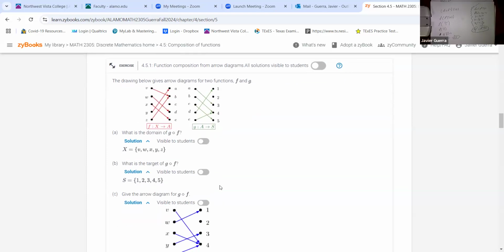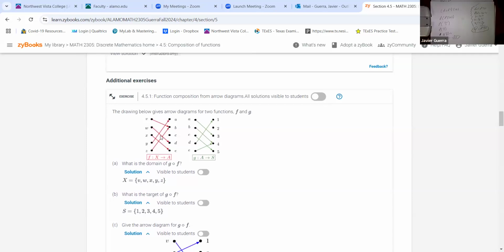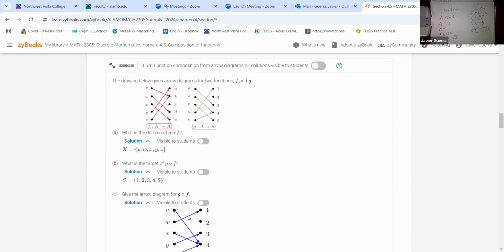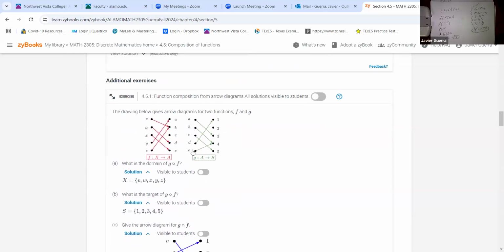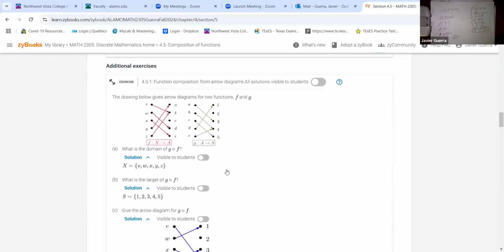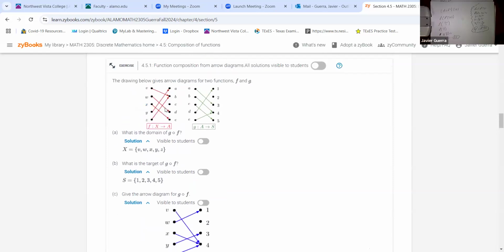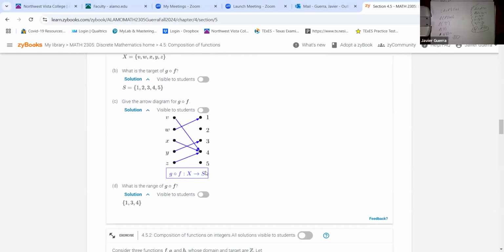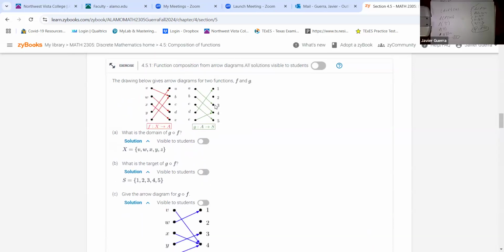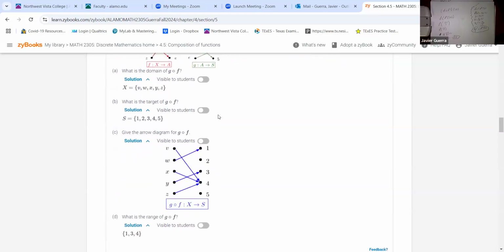And give the arrow diagram for, so they want you to write, V goes to B goes to 4. So V4. W goes to D goes to 1, W1. X goes to E goes to 4. X goes to 4. Y goes to A goes to 3, Y goes to 3. Z goes to B goes to 4, so Z4. And the range goes to 1, 3, 4. Oh, sorry. 1, 3, 4. There's your range.